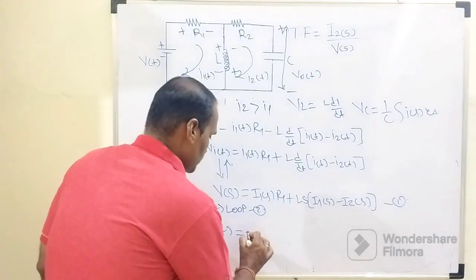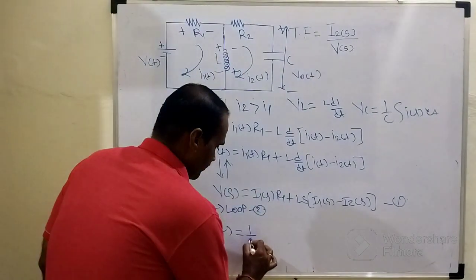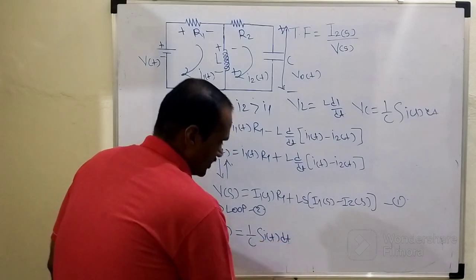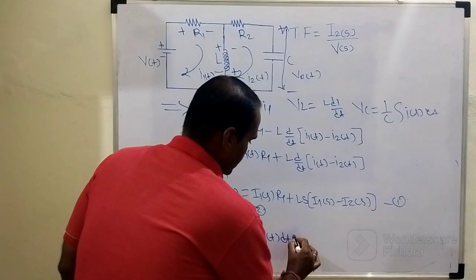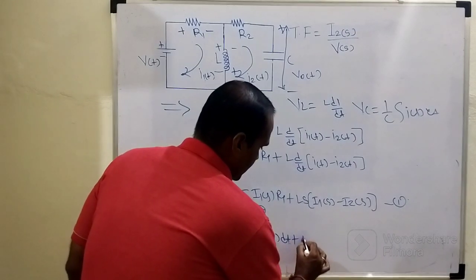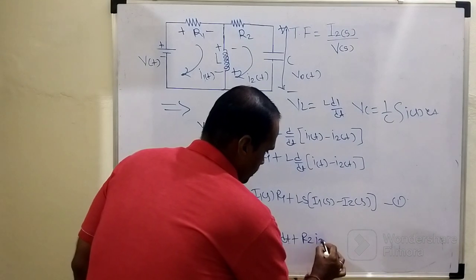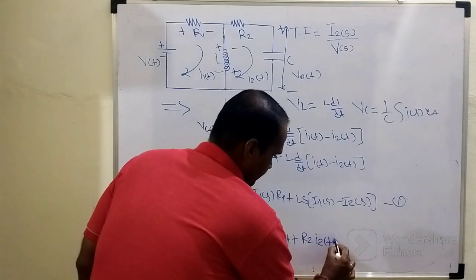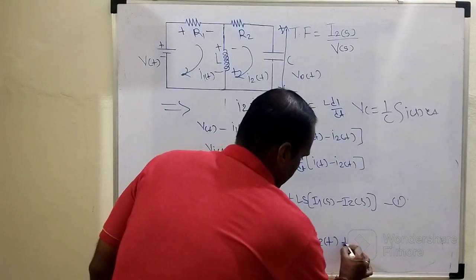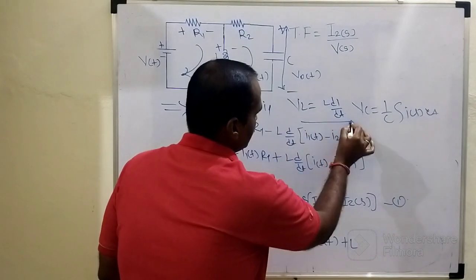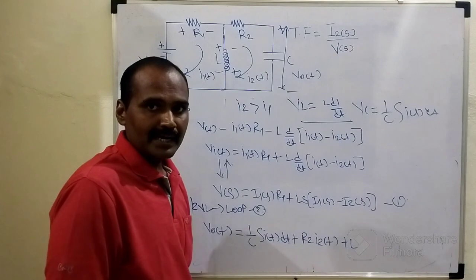So the ohmic drop across this capacitor will be what? 1 over C integral of I of t into dt according to its basic definition, plus the voltage drop across this resistor R2 will be what? V equals I into R. So R2 into I2 of t, right? Plus, as far as this inductor is concerned, the ohmic drop across this inductor will be what? L into di by dt.